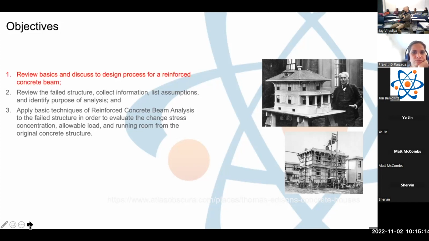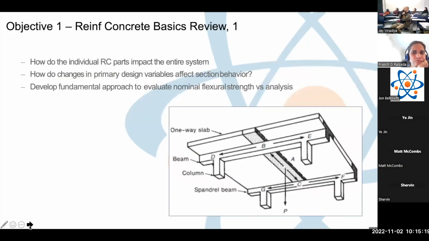Let's review the basics and discuss the design process for a reinforced concrete beam. The reason why I want to do that, the thing that I like to do, is break everything down to its basics. And I said before we started, and for the professors on here, you can't yell at me, because I said in the beginning that we are going to make a lot of assumptions.